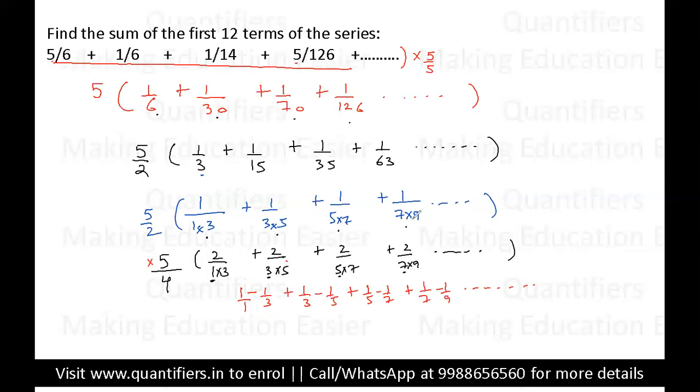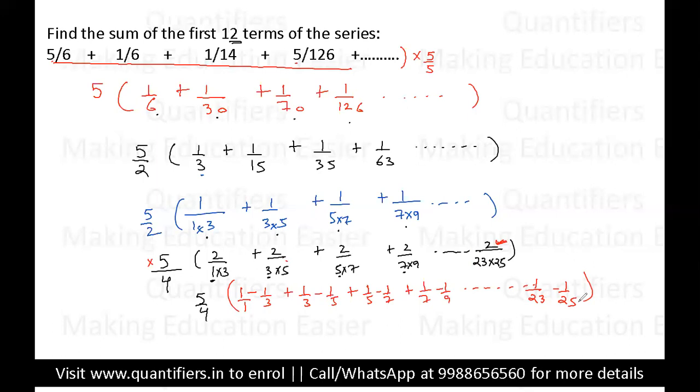So similarly, students, if we are looking for 12 terms, we need to find the 12th odd number, right? So 12th odd number क्या हो जाएगा? 12th odd number will be 23. So last term क्या होगी? Last term will be 23 into 25. Now students, similarly, this last term, I can also split it into two parts. Last term can be written as 1 by 23 minus 1 by 25. Right? And there is a 5 by 4 outside.